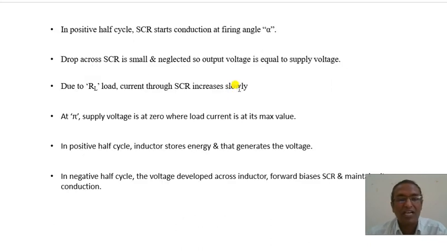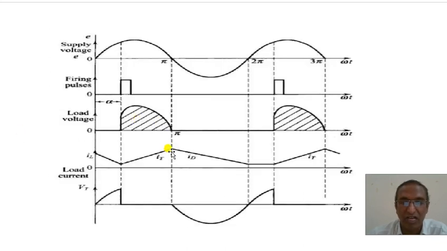Once again, I am going to repeat. In the positive half cycle, the SCR starts to conduct at a firing angle of alpha. So when I apply the firing angle alpha, the thyristor starts to conduct. There is a drop across the SCR. A small negative output voltage equal to the supply voltage will be flowing through this. Due to the RL load, the current through the SCR increases slowly. At an angle of pi, the supply voltage is at 0, where the load current is at its maximum value. You can see here the current is at its maximum value.